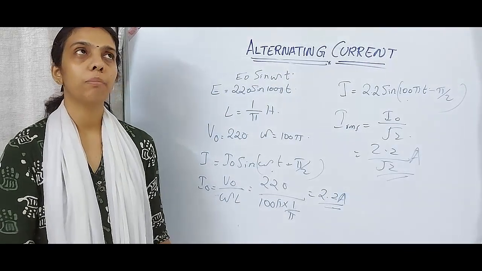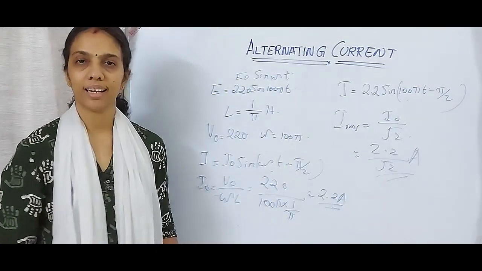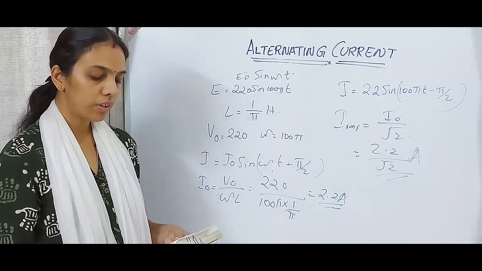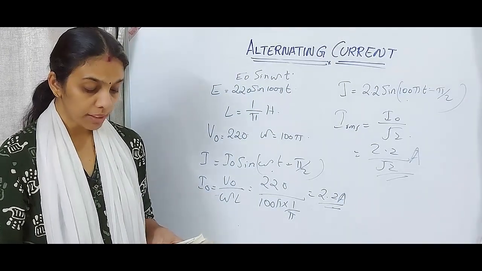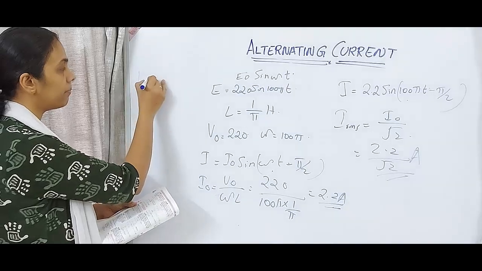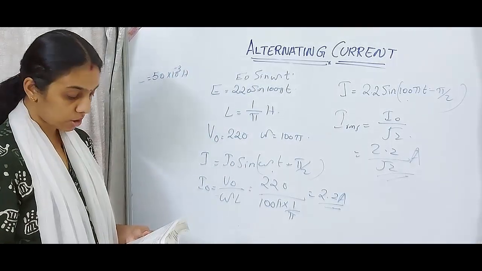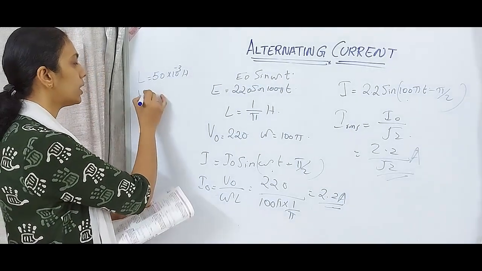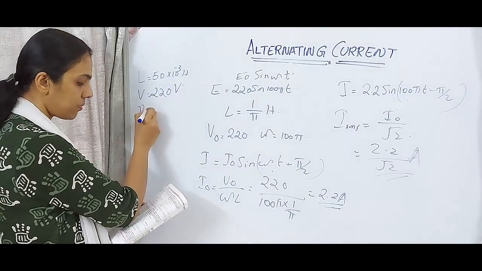Here you should remember how we find the inductive reactance. It is using the formula omega into L. Okay, clear? So the next question: a pure inductor of 50 millihenry is connected to an AC supply of 220 volt, 50 hertz. L is given as 50 into 10 to the power minus 3 Henry, since millihenry means 10 to the power minus 3. It is connected to an AC supply of 220 volt, so voltage is given as 220 volt. Frequency is given as 50 hertz.